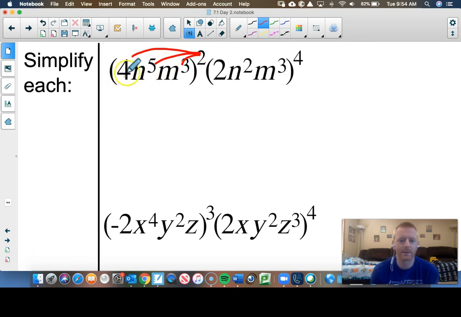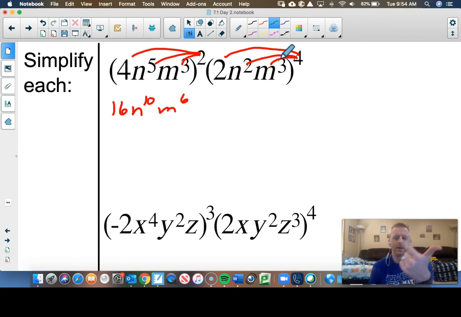So each piece gets to the 2nd power, so 4 to the 2nd power makes a 16, n to the 5th to the 2nd makes an n to the 10th, m to the 3rd to the 2nd makes an m to the 6th. Power to a power, we multiply. That 4 goes to each piece. So now we have 2 to the 4th power. 2 times 2 is 4, times 2 is 8, times 2 is 16.